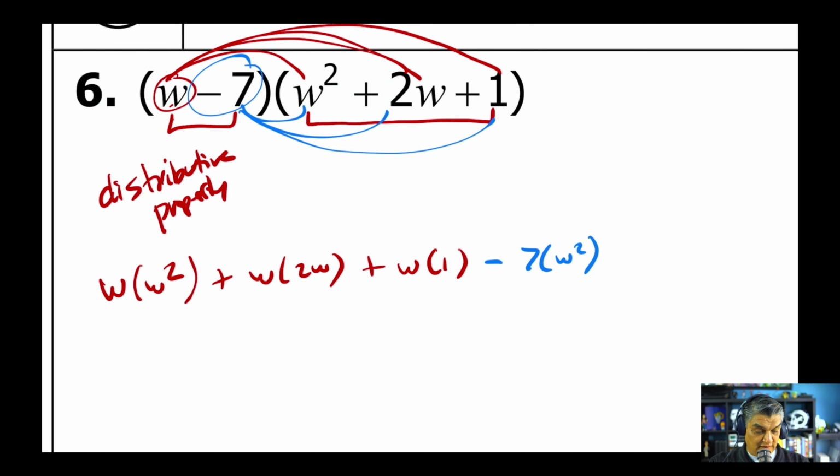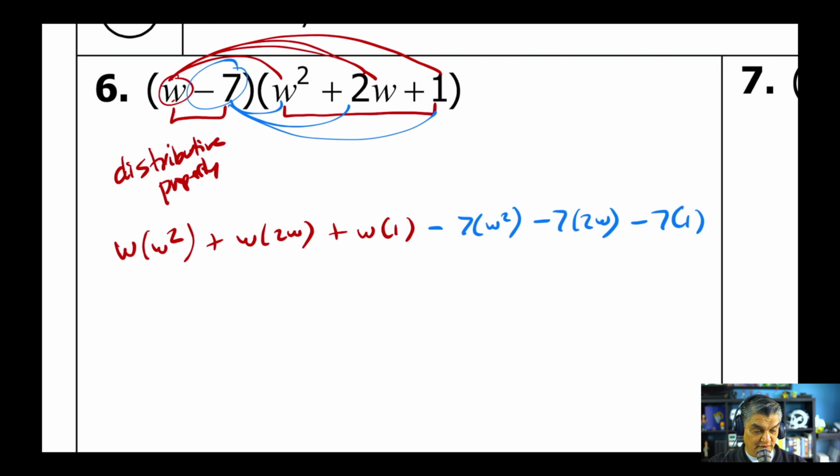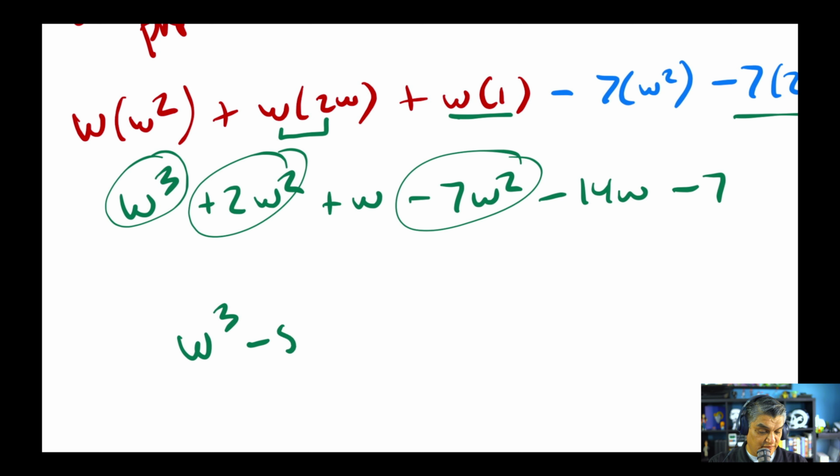And then you work all this out. w times w squared is w cubed, w times 2w is 2w squared, w times 1 is 1w, negative 7 times w squared is negative 7w squared, negative 7 times 2w is negative 14w, and negative 7 times 1 is minus 7. So now we combine some like terms. Here's the first one, w cubed. Then my squareds: 2 minus 7 is minus 5w squared. Then we have w minus 14w, so 1w minus 14w is minus 13w. And then there's my constant, minus 7.